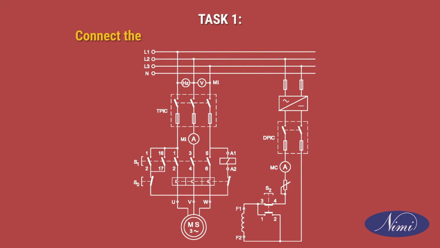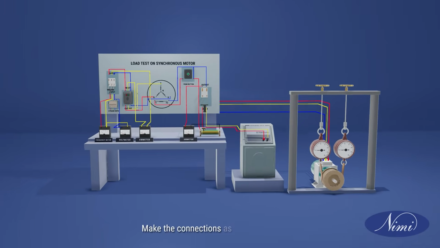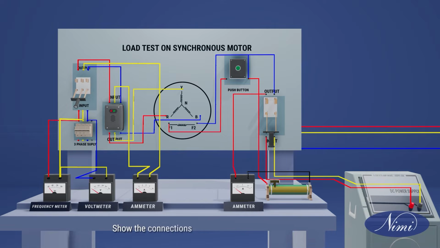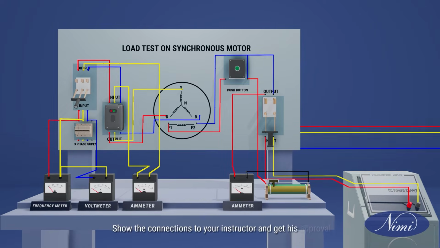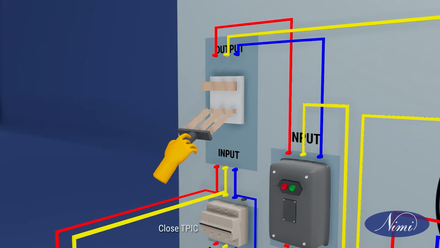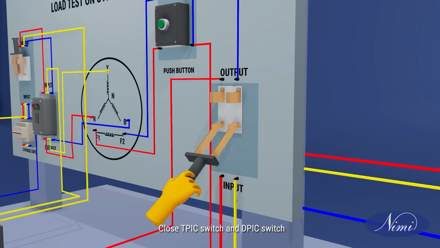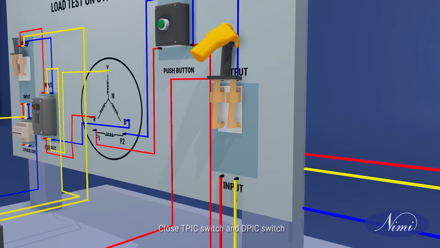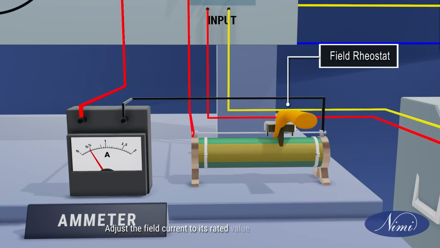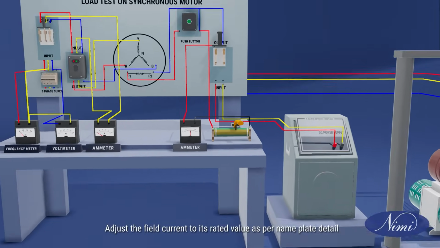Task 1. Connect the synchronous motor, start, run and test it. Make the connections as per circuit diagram. Show the connections to your instructor and get his approval. Close TPIC switch and DPIC. Adjust the field current to its rated value as per nameplate detail.